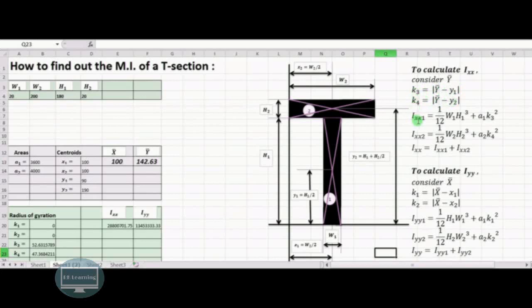and k4. Similarly, Ixx1 will be the moment of inertia of this particular rectangle, and that is 1 by 12 W1 H1 cube plus A1 K3 square according to the parallel axis theorem, and Ixx2 will be 1 by 12 W2 into H2 cube plus A2 K4 square, and the total moment of inertia will be equal to the moment of inertia of this rectangle plus the moment of inertia of this particular rectangle, that is Ixx1 plus Ixx2.